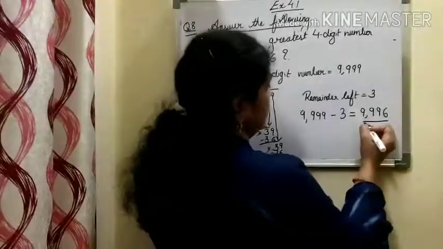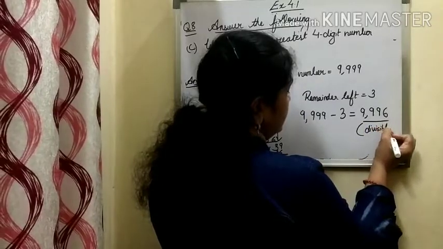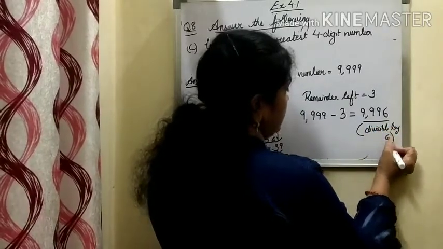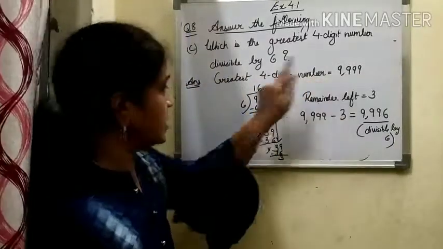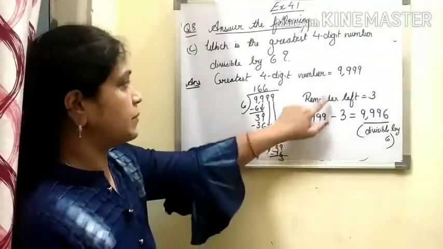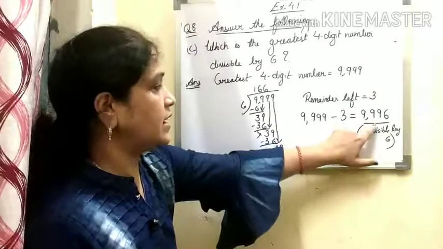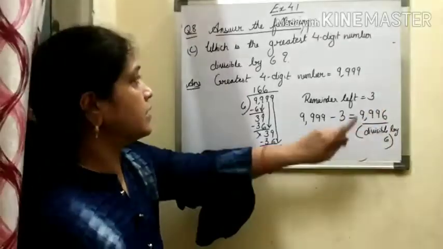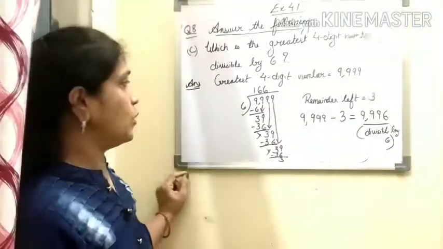So this number is divisible by 6. In this way we will solve C. That means first divide the greatest 4-digit number by 6. Whatever remainder is left, subtract that from the given number, the greatest 4-digit number. And what we got is 9996. And this number is the greatest 4-digit number which will be divisible by 6. In this way you are going to solve.